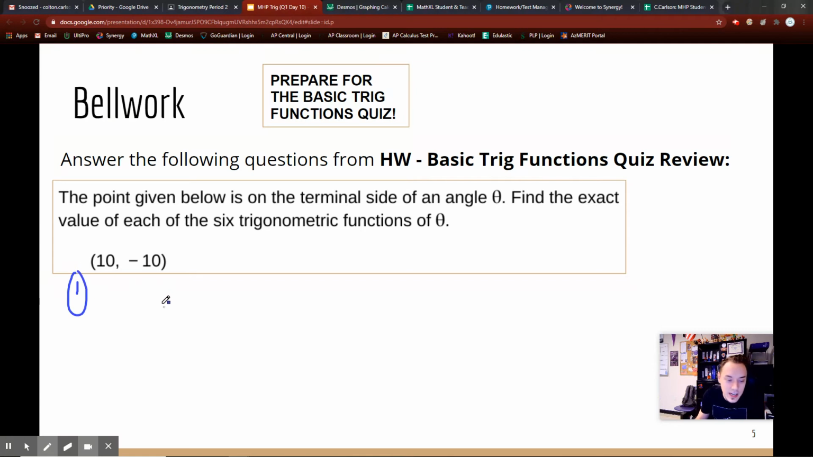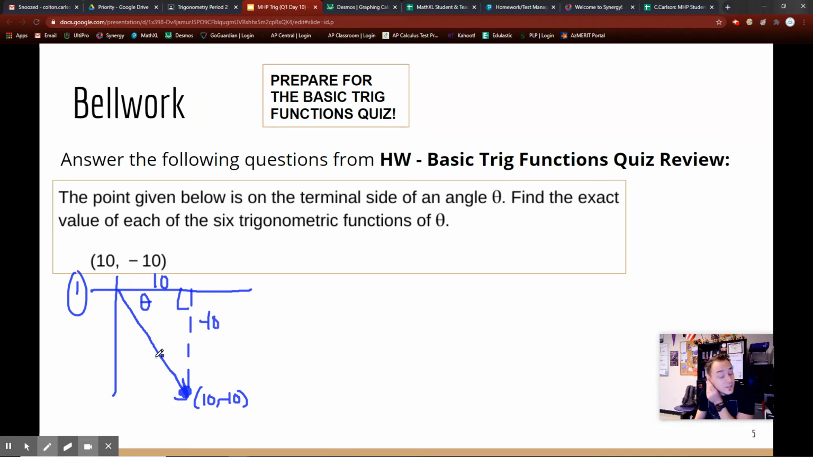The first thing is first, I need to figure out where this is. (10, -10) is actually going to be in my fourth quadrant. So it's going to be right here. So (10, -10) is right here. Awesome. Okay. That means this is 10, and then this is -10, and then I want to find what that is. You should know what this is. This is actually 10 radical 2.